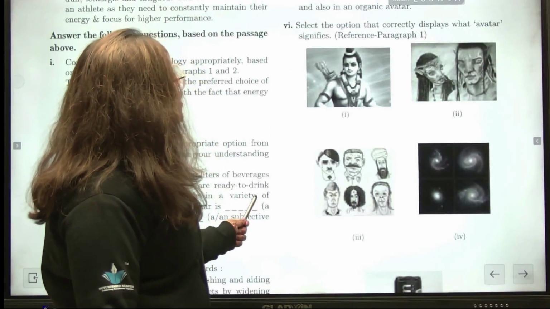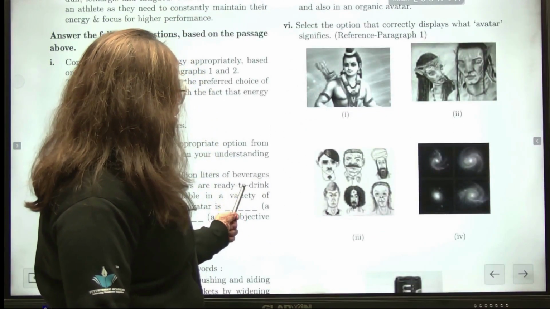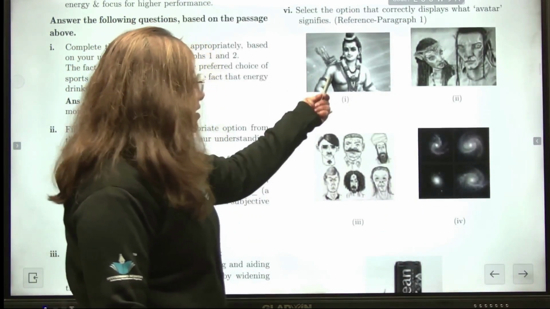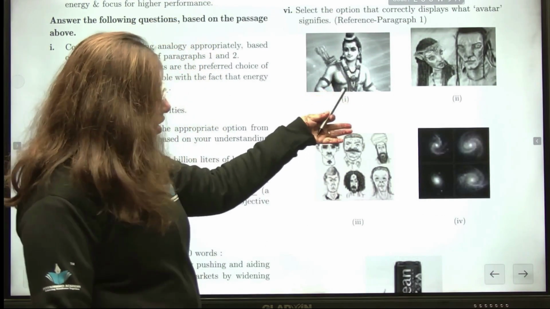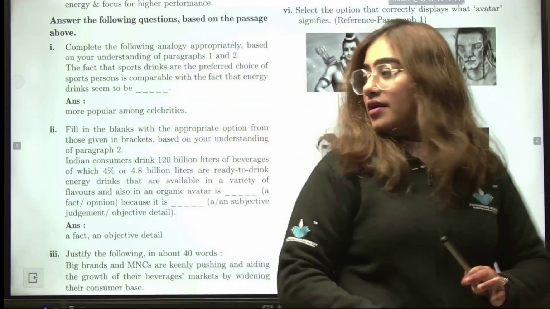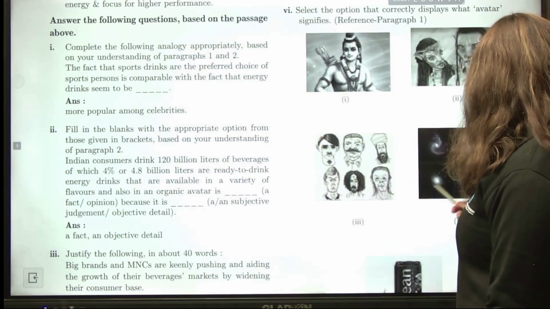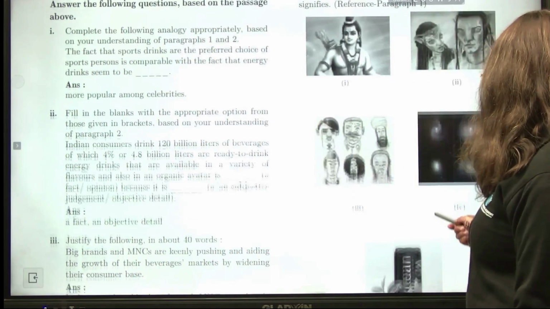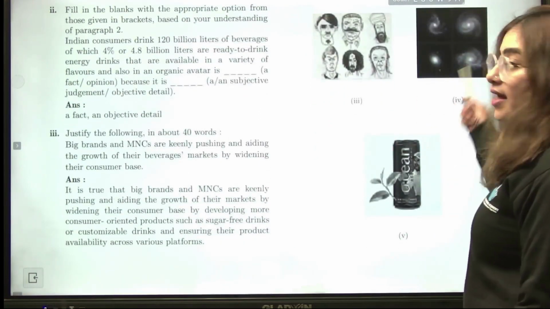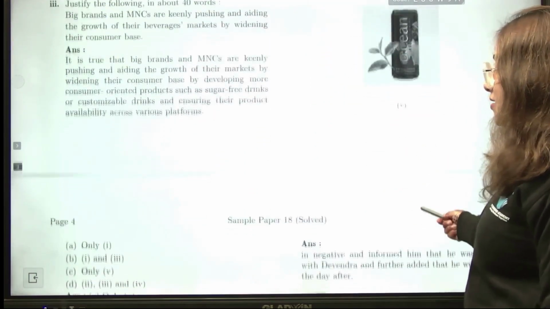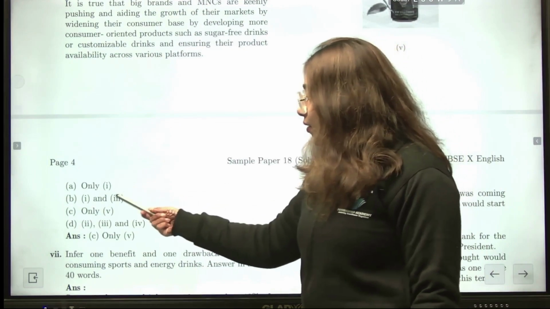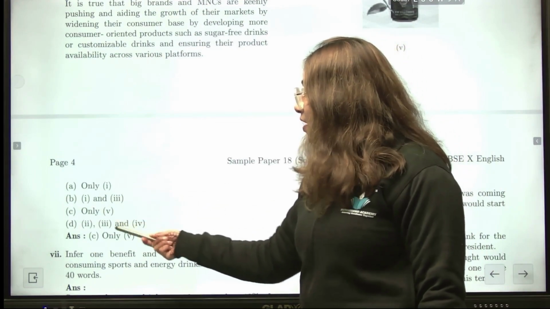Select the option that correctly displays what avatar signifies. Avatar में क्या है? This is Ramji and Avatar movie. Clear? Different kinds of people over here. And this is all related to the galaxy and all. So yes, the options are only 1 and 3, only 5, 1, 3 and 4.